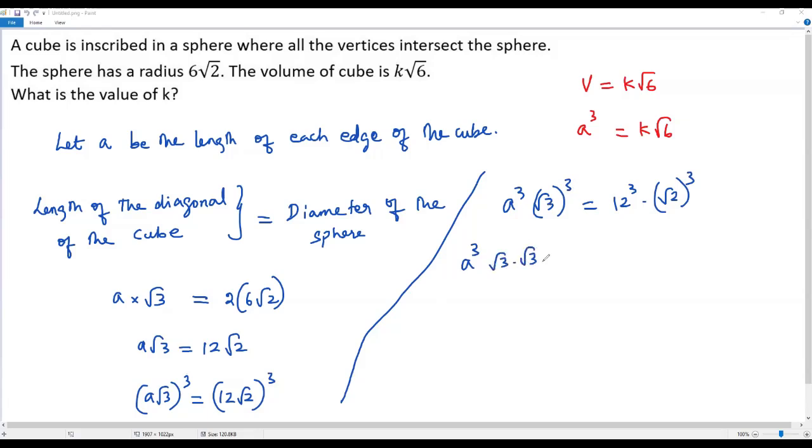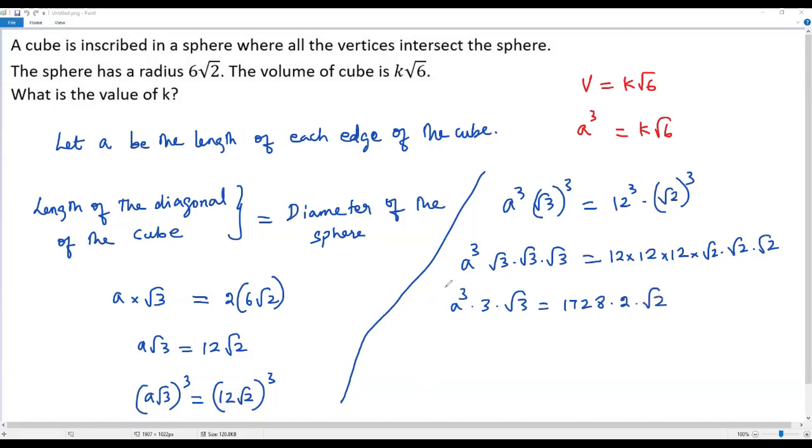Okay, so A cube and the square root of 3 whole cube can be written as square root of 3 times square root of 3 times square root of 3 equals this. 12 cube can be written as 12 times 12 times 12, and this square root of 2 whole cube can be written as square root of 2 times square root of 2 times square root of 2. Okay, so A cube, when I multiply the square root of 3 and square root of 3, I'm just getting 3 times square root of 3. When I multiply this 12, 12 and 12, I am getting 1728 times square root of 2 times square root of 2 will become just 2 times square root of 2.